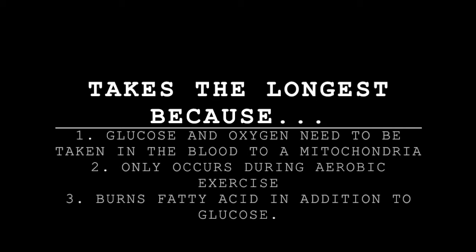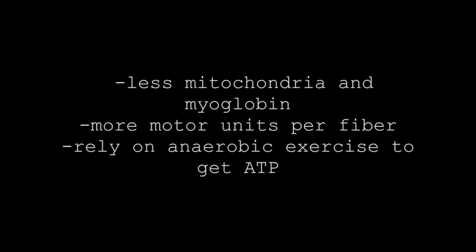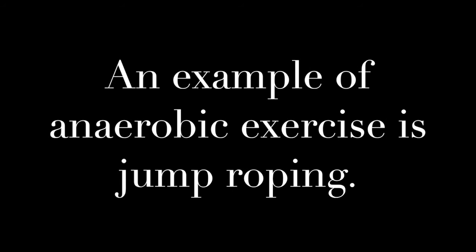Cellular respiration burns fatty acids in addition to glucose. The last part of muscle contraction is fast and slow twitch muscle fibers. Fast twitch muscle fibers have less mitochondria and myoglobin, but each motor unit has more fibers. Fast twitch fibers rely on anaerobic methods to get ATP. One form of anaerobic exercise is jump roping.